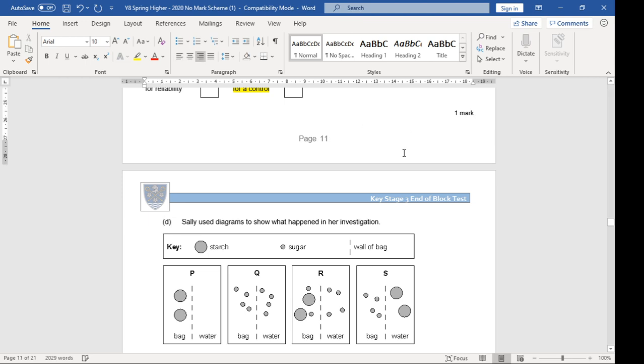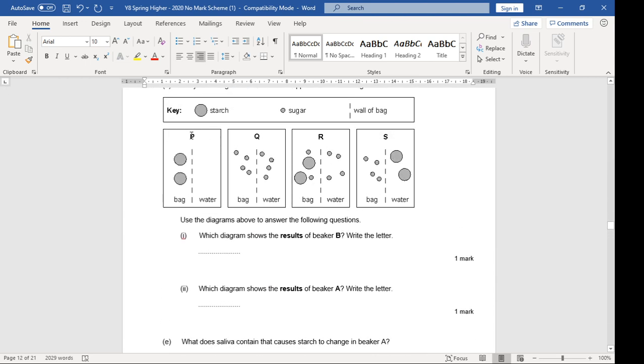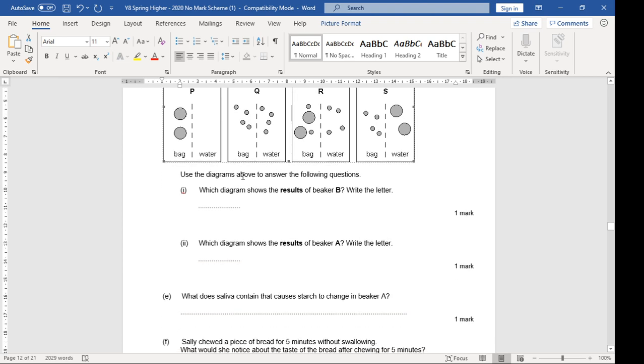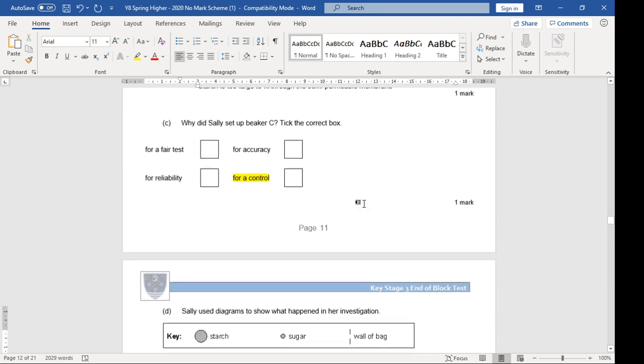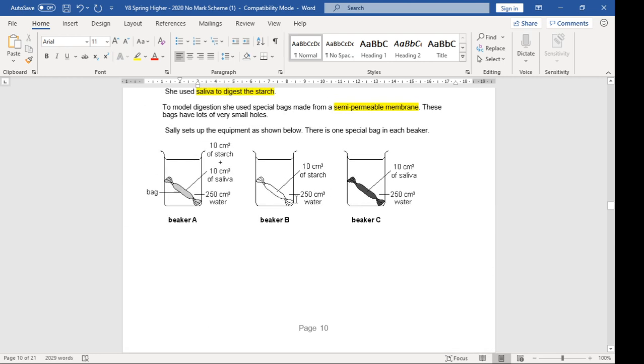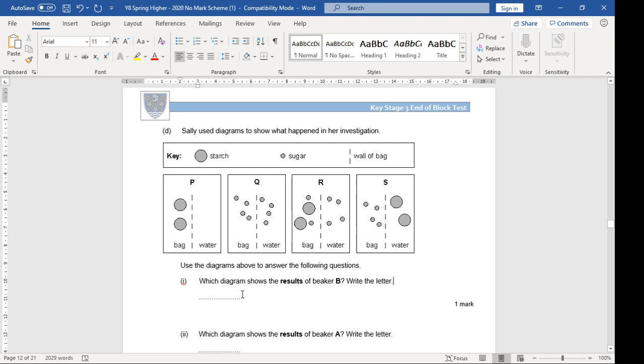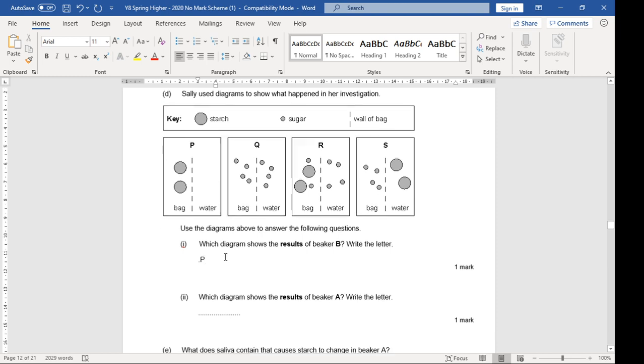Then we've got some diagrams. We've got P, Q, R and S, and we've got starch as the large molecules, sugar as the small molecules. It says, use the diagrams above to answer the following questions. Which diagram shows the result of beaker B? Beaker B had just starch, so that would be P. There's only starch in there. It stays in the bag, it doesn't go in the water.